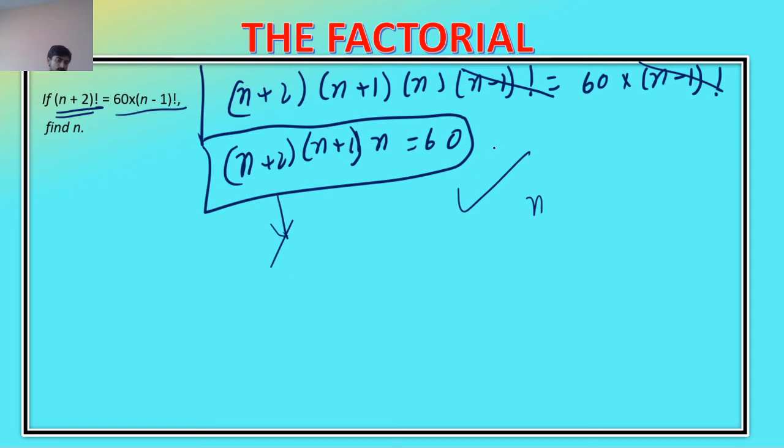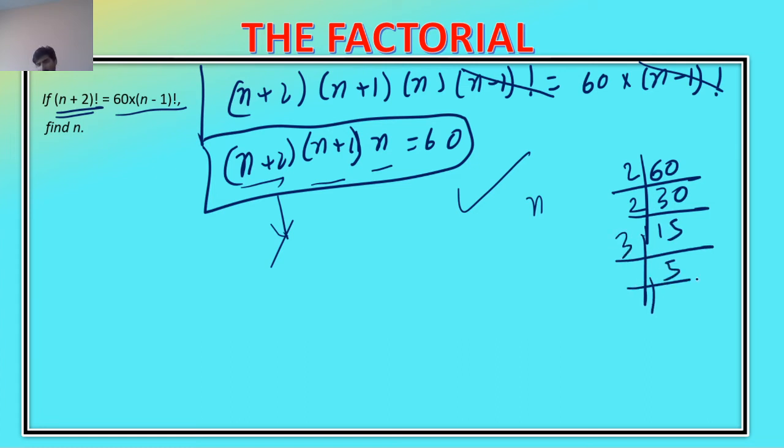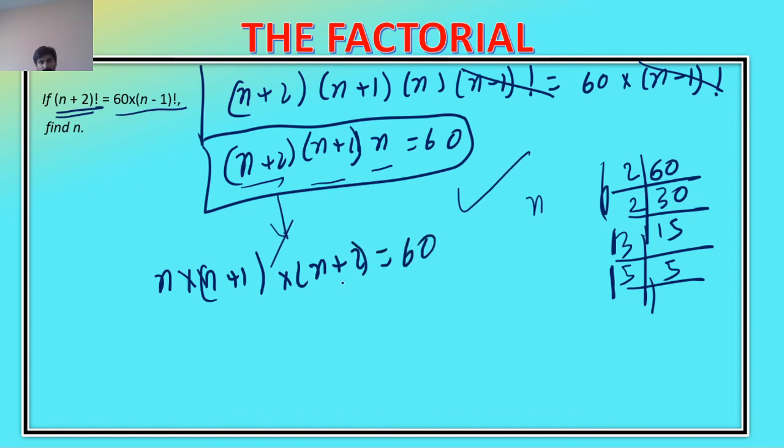Okay, and one more thing you can do, see here actually n into n plus 1 into n plus 2, so these are three consecutive numbers, right? So what you can do, you can split this 60 in such a way and factorize it, and try to find. So 2 into 30, 2 into 15, 3 into 5, and 5. So you can easily see 5, 3 and 4. So n into n plus 1 into n plus 2 is equal to 60, right? So this will become 3 into 4 into 5 is equal to 60. So n is equal to 3.